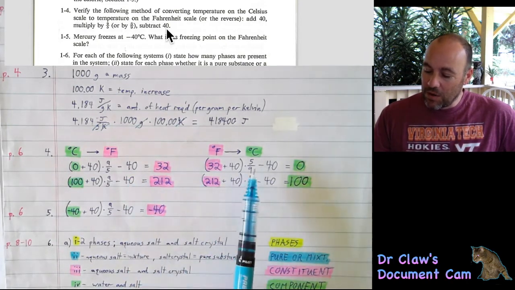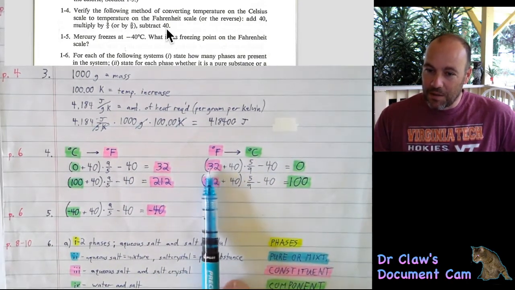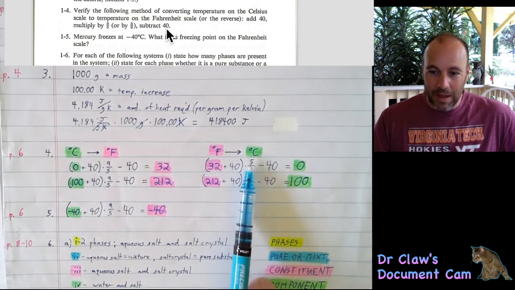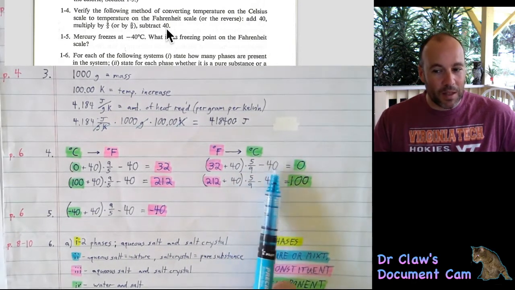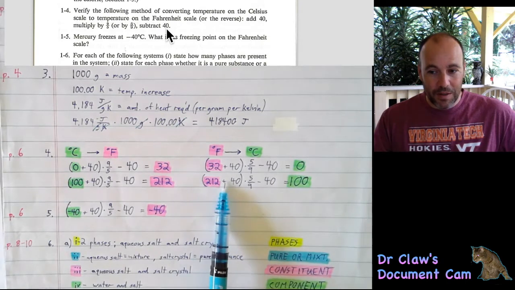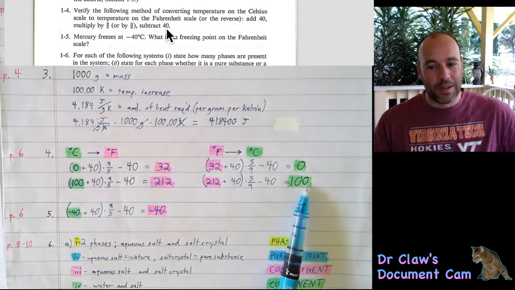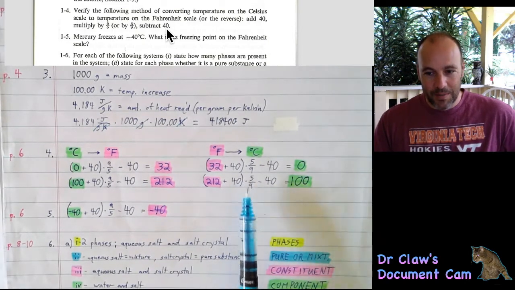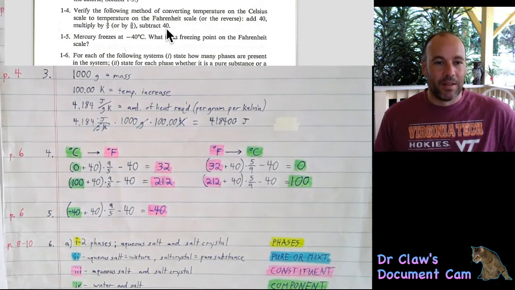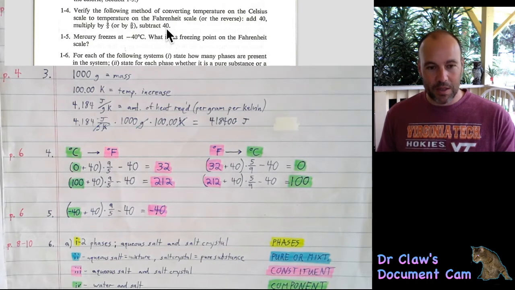Going back, you change the factor to 5/9. So 32 plus 40, you multiply that by 5/9, and then you subtract 40, and that does equal 0. And then 212, you add 40, multiply by 5/9, and you subtract 40, and you do get 100. So it works. Kind of a cool formula to go between Celsius and Fahrenheit.